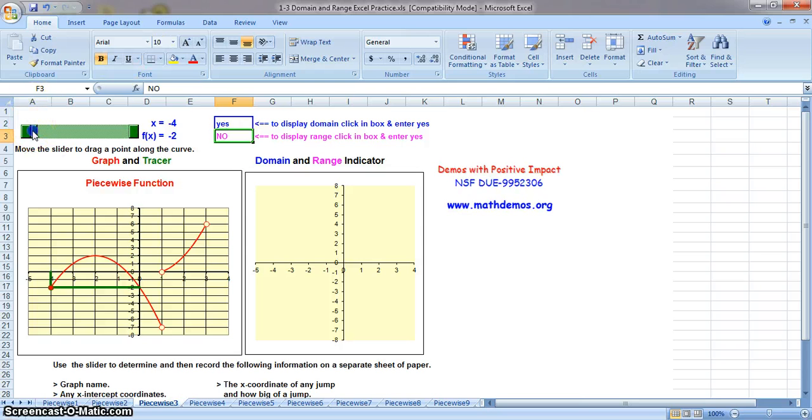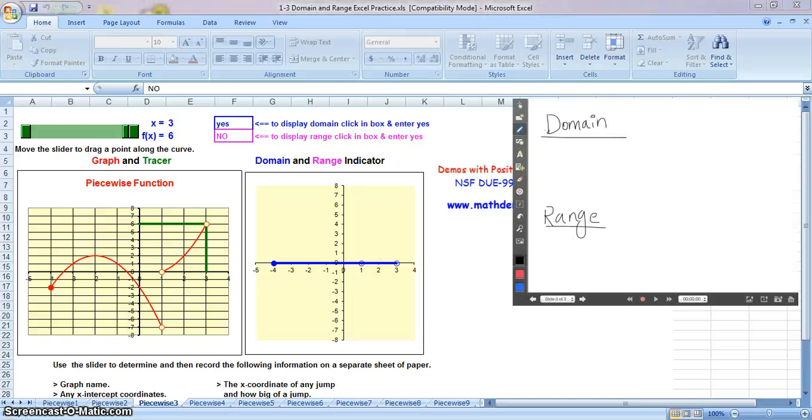So let me slide this. As you can see, it starts at -4, goes to 1, and 1 is an empty circle since 1 is not included, and it goes all the way up to 3, which is not included. So at 1 there's an empty circle, so you have to split your interval there. So for the domain, you would write, it goes from -4, which is included, all the way to 1, which is not included.